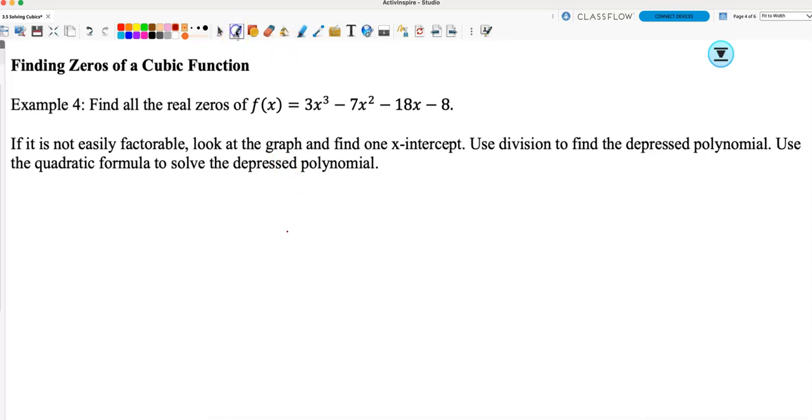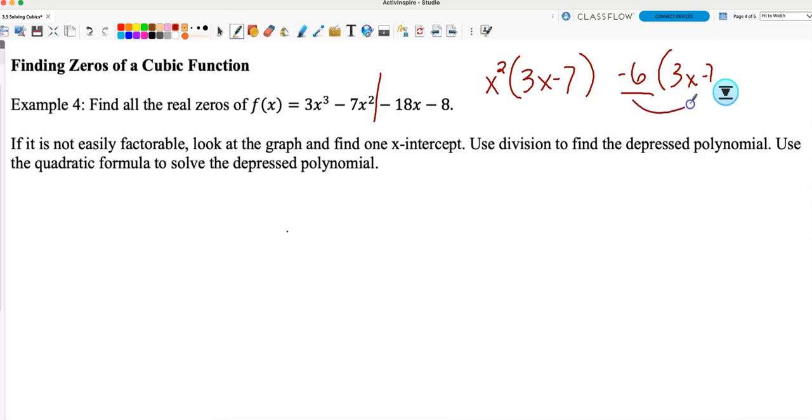So if I try and factor this problem, I've got 4 terms. I could factor by grouping, split it down the middle. I could take out an x squared from my first 2 terms. I'm left with a 3x minus a 7. Your 3x minus a 7 has to repeat, but if you notice, the only way to get a 3 from an 18 would be to multiply by a negative 6, but a 7 times a 6 is not an 8. So I cannot factor this problem. Okay, so I need another way to figure out how to solve this.